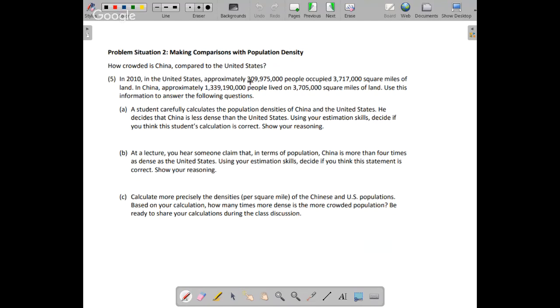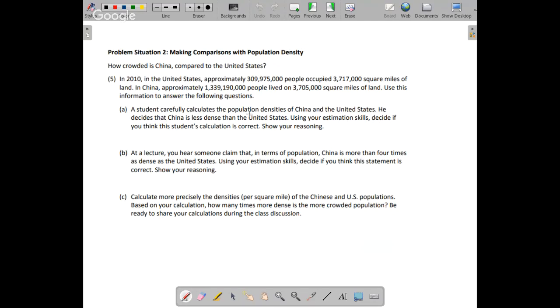So 3 million versus 13 million, sorry, I said that wrong. 300 million versus, say, 1,300 million. There we go. That's right. So just roughing it out, China is more dense because they have more people on about the same amount of land.